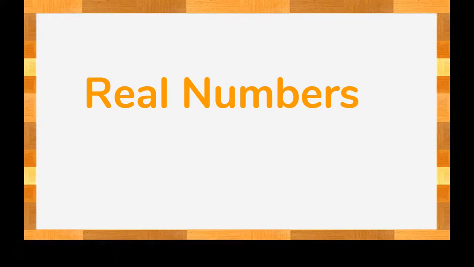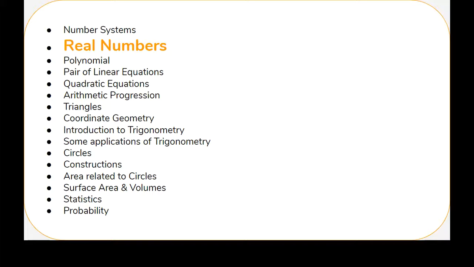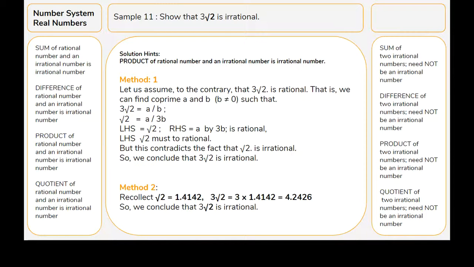In this session we will cover real numbers, part 2. Sample 11. Show that 3 square root 2 is irrational. Solution hints. Product of a rational number and an irrational number is an irrational number.